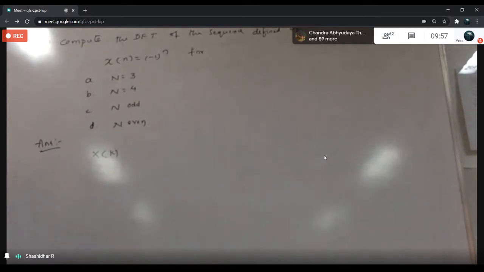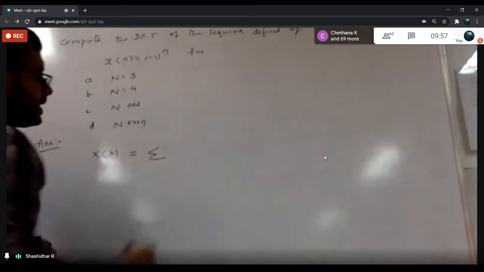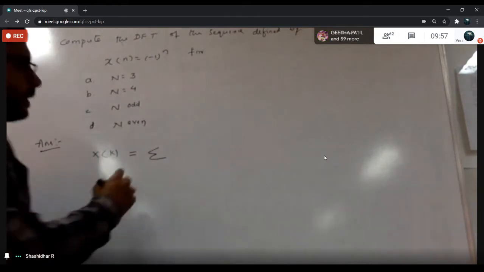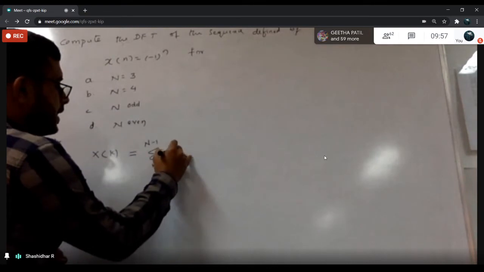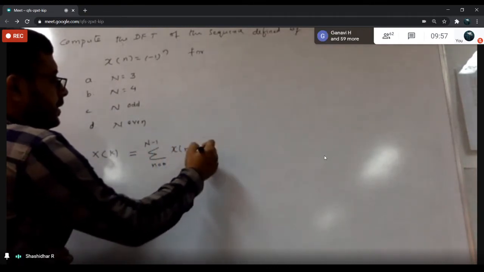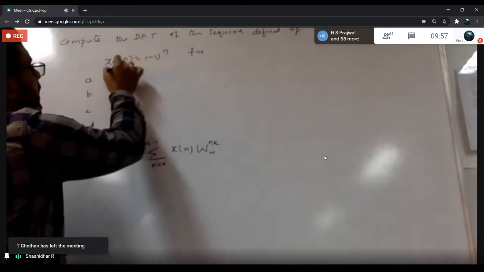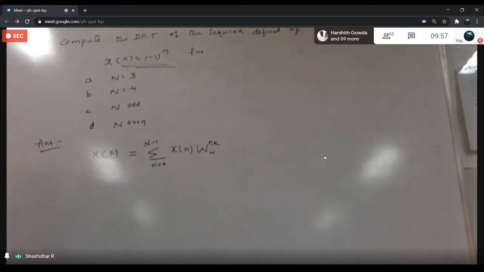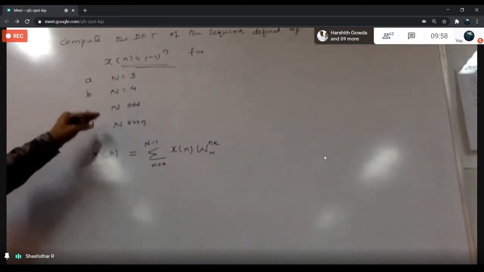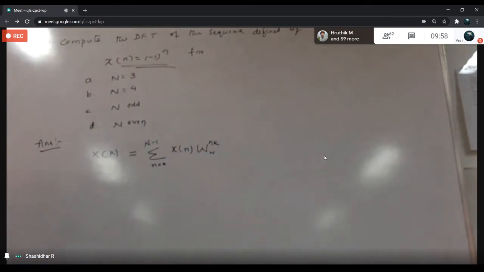So here, what is the equation for DFT? X of k is equal to summation n is equal to 0 to n minus 1 x of n into w n and k. So you already clearly mentioned x of n is equal to minus 1 to the power of n. We should use in all the 4 problems x of n is equal to minus 1 to the power of n. So what is n?